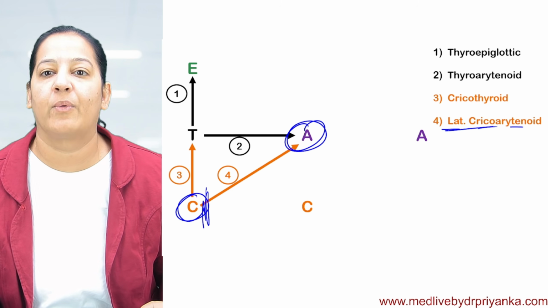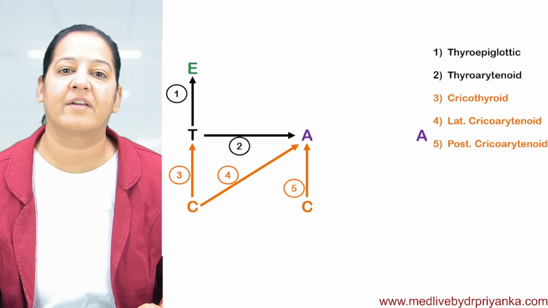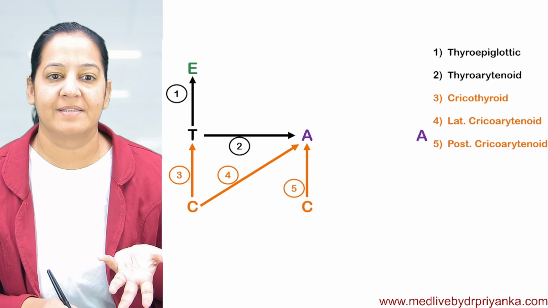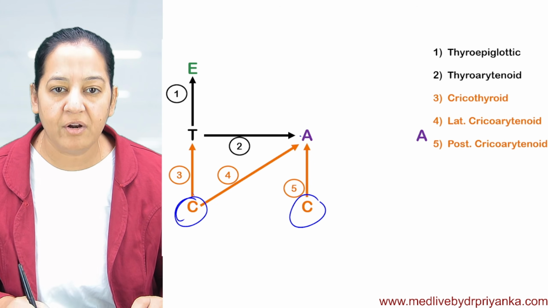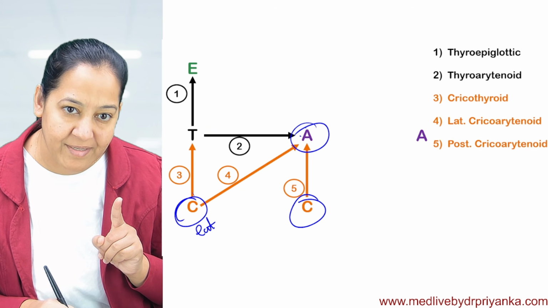That's why lateral cricoarytenoid. And the next muscle is again connecting the cricoid with the arytenoid. You will say, ma'am, what is this? Here also cricoid is connected with the arytenoid. But here the lateral part of the cricoid is connected with the arytenoid.